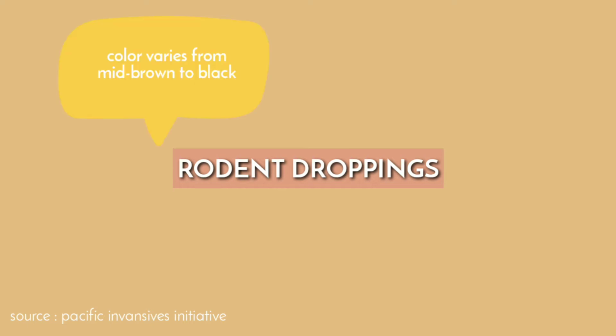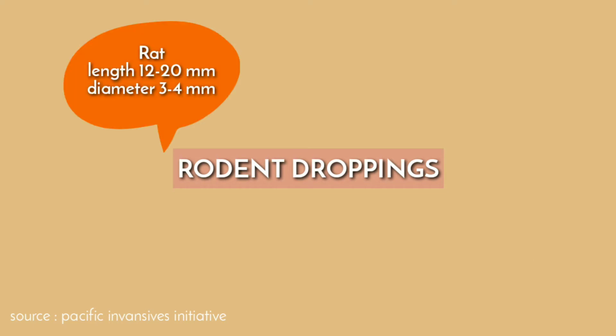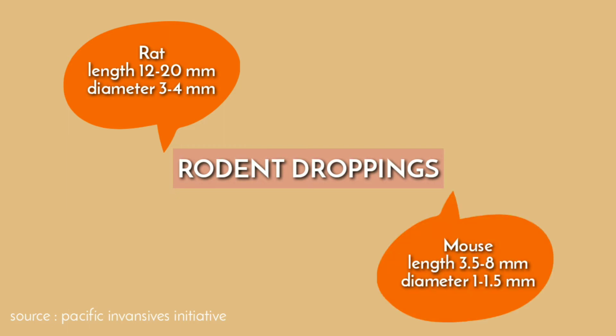Both vary in color from mid brown to black and in consistency from soft to very hard. Rat droppings are much bigger and thicker compared to those of mice. Rat droppings are generally about 12 to 20 mm long and 3 to 4 mm in diameter. Mouse droppings are much smaller, only about 3.5 to 8 mm long and 1 to 1.5 mm in diameter.